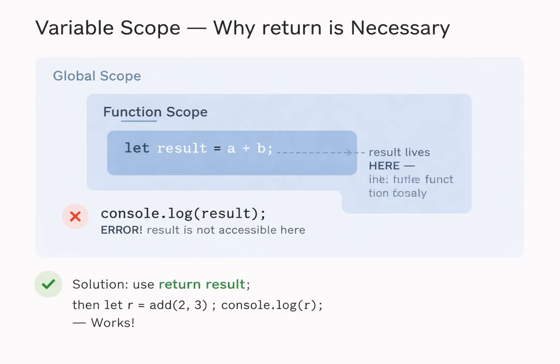Here's an important concept related to return: variable scope. When you declare a variable inside a function using let, that variable only exists inside that function. It's trapped in what we call the function scope. If you try to use it outside the function, JavaScript will throw an error because it simply doesn't know about that variable. This is why return exists. If you need the data that was computed inside a function to be available outside of it, you must return it. Once returned, you can catch it in a variable in the outer scope and use it freely.